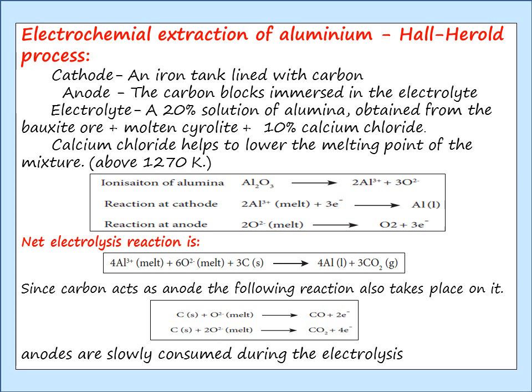Since carbon acts as the anode, usually carbon is consumed by the oxygen. As and when carbon monoxide and carbon dioxide are formed, the carbon rods become smaller in size. So during the electrolysis process, usually we will replace the anode.